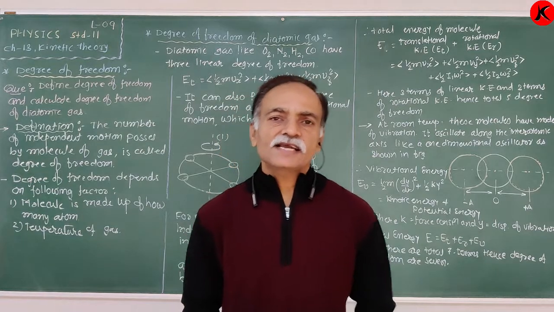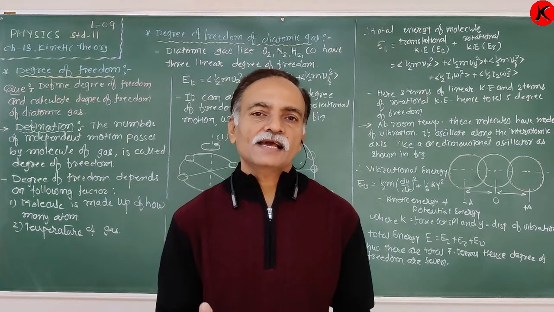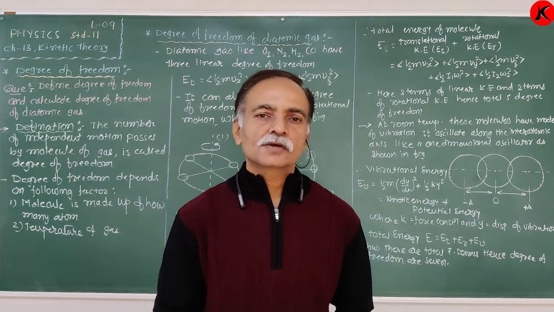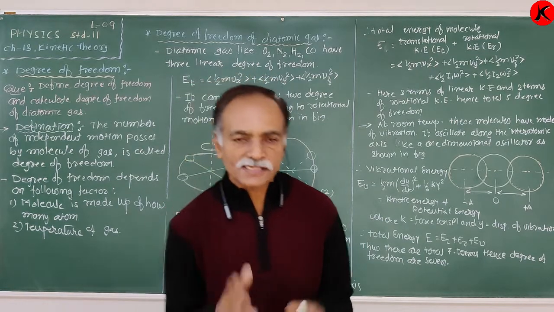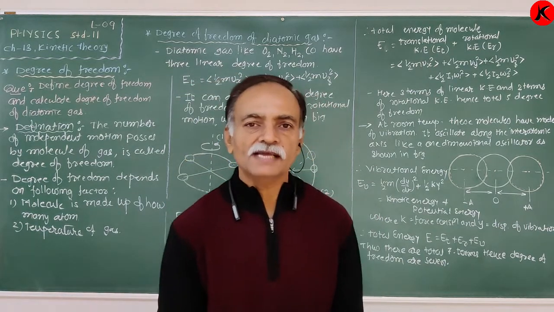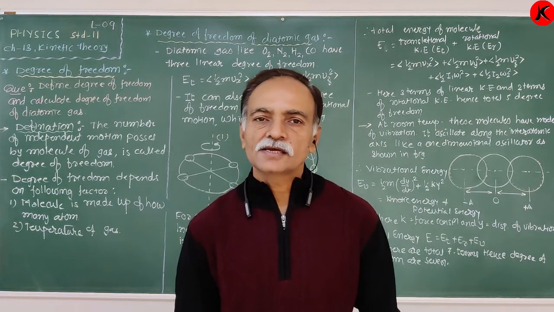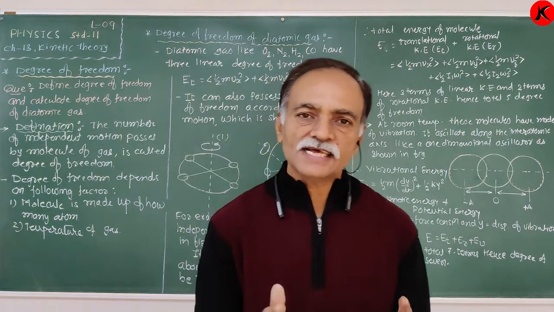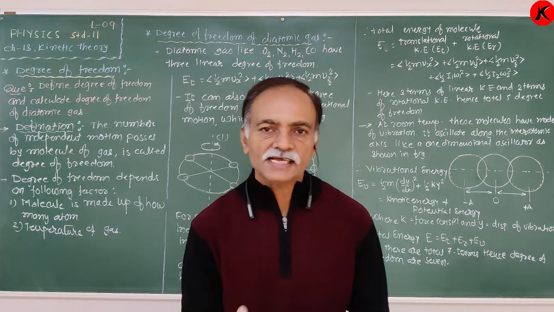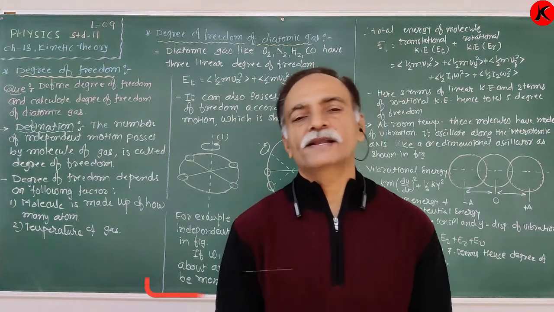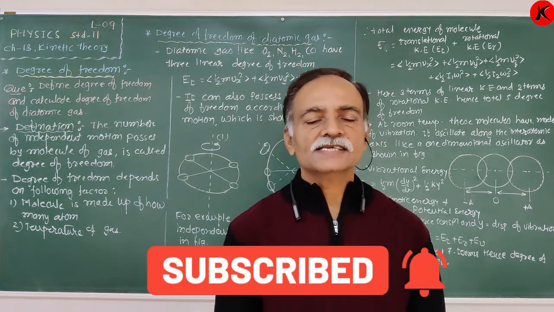In that case, it has only three possibilities for its motion: either along the x direction, or along the y direction, or along the z direction. Therefore, there are three independent motions possessed by this type of molecule of a gas. So in that case, this molecule has only three independent motions. Therefore, this gas has 3 degrees of freedom according to its linear motion or translational motion.